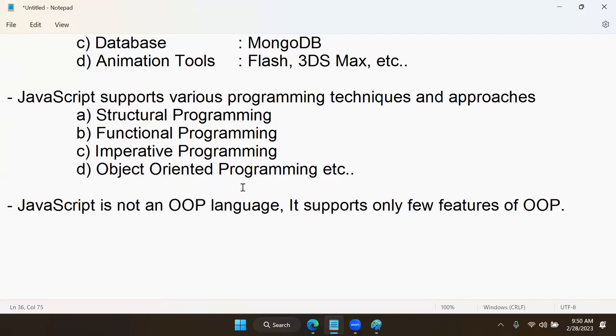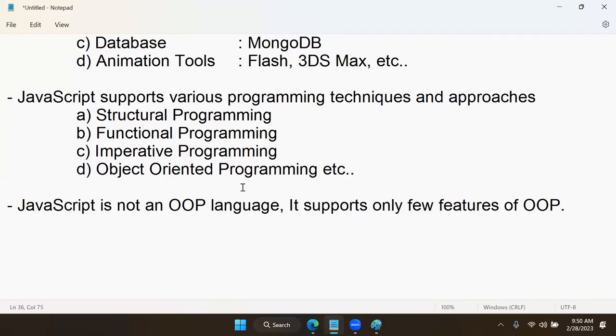OOP languages support classes and inheritance, and JavaScript also supports classes, inheritance, properties, methods, accessors, and constructors. But generally in OOP languages, you have interfaces, abstract classes, and access modifiers, which are not there in JavaScript. Then how is it an OOP language? That means JavaScript is not an OOP language. It supports only some features of OOPs. This must be very clear.